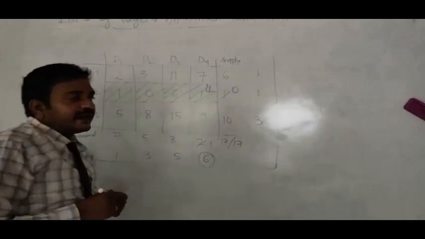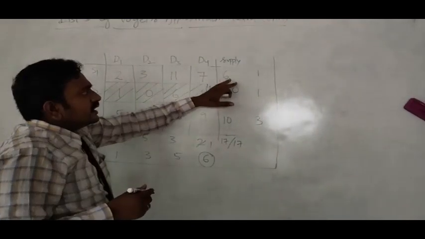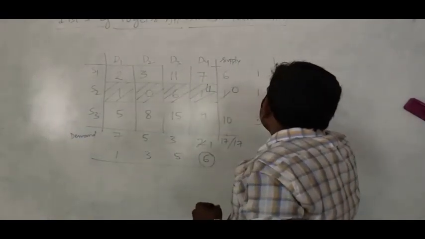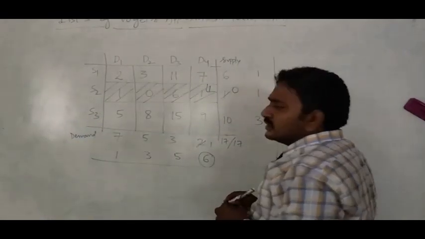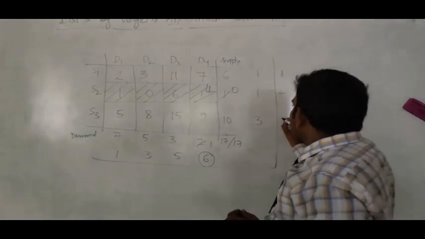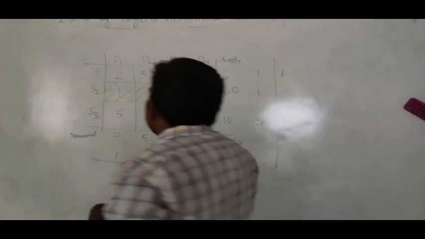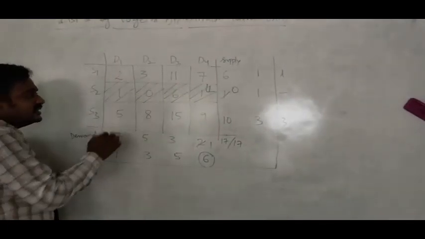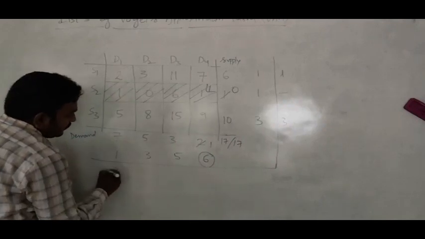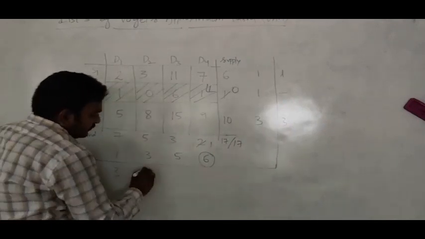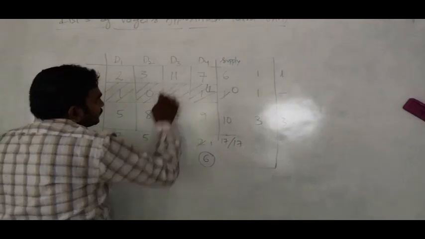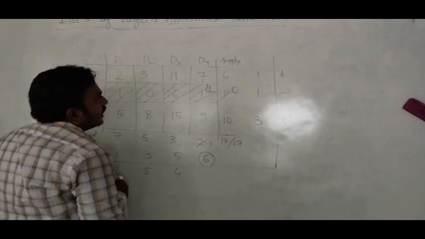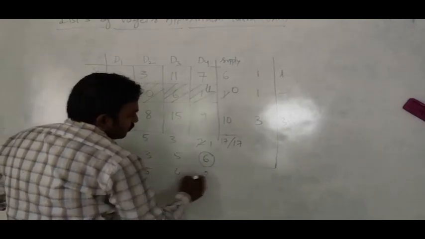Next, finding the penalties again. There is no change to this particular column, so the same penalties continue, and this row is exhausted, so blank. This is 5 minus 2, 3. But because of the deletion of this particular row, there is a change: 5 minus 2, that is 3, and 8 minus 3, that is 5, and 15 minus 11, 4, and 9 minus 7, 2.